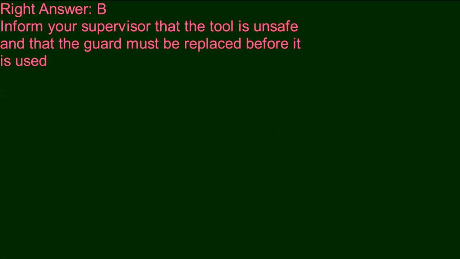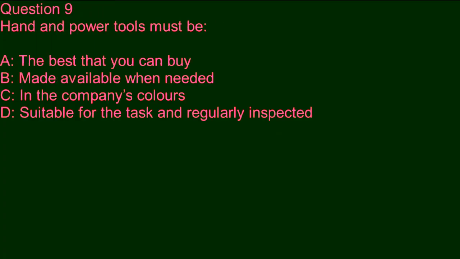Question 9. Hand and power tools must be A. The best that you can buy. B. Made available when needed. C. In the company's colors. D. Suitable for the task and regularly inspected. Right answer, D. Suitable for the task and regularly inspected.